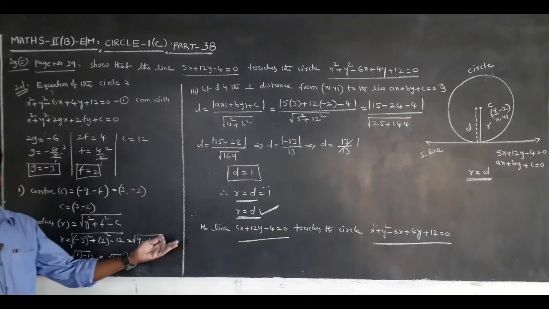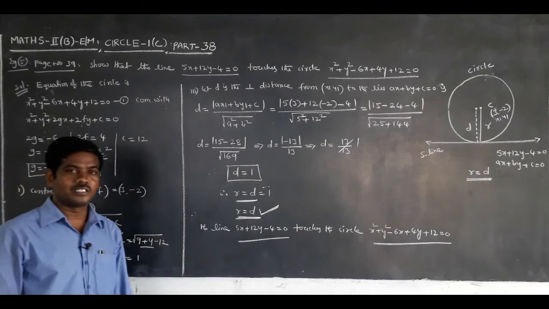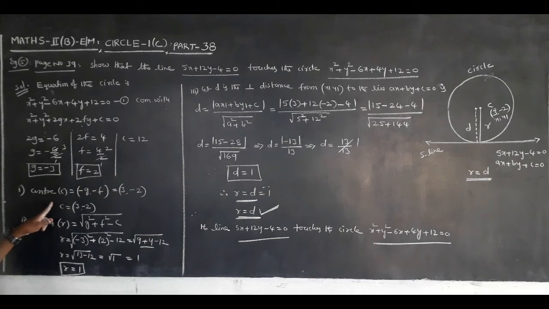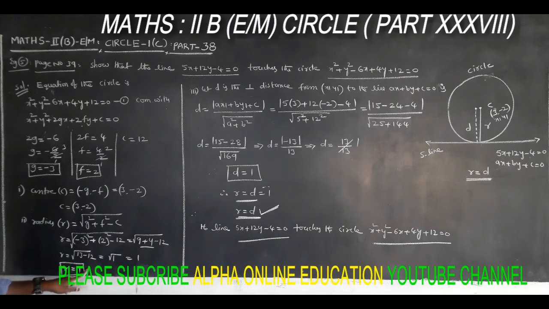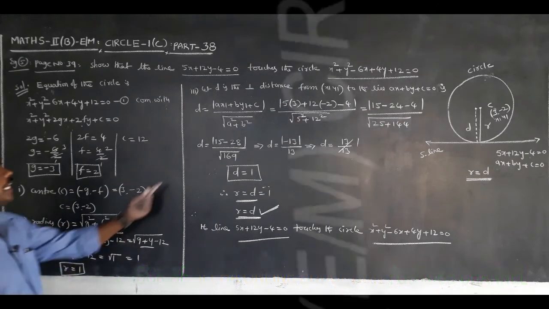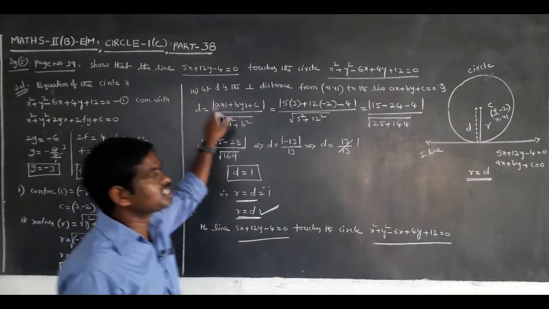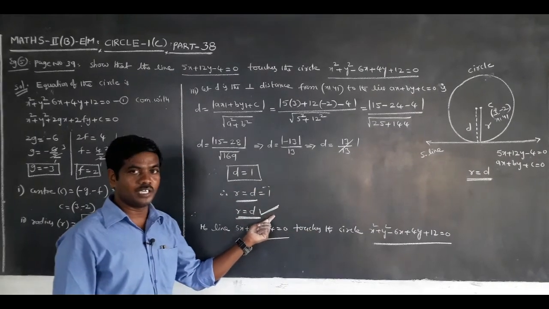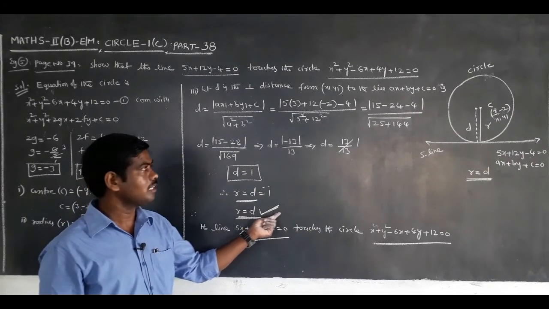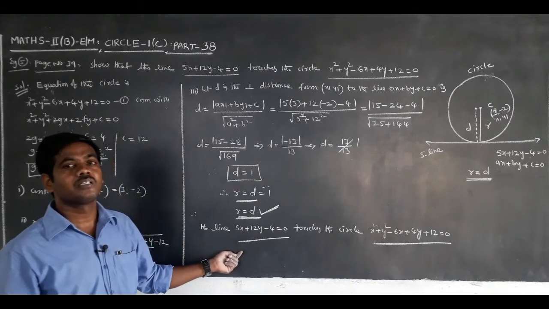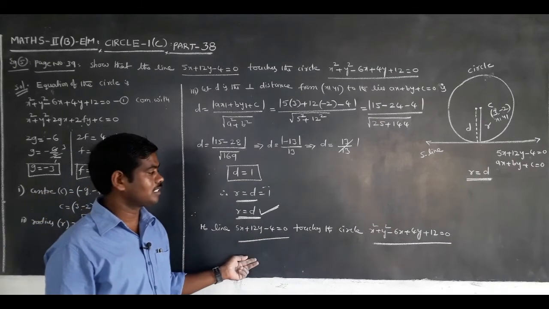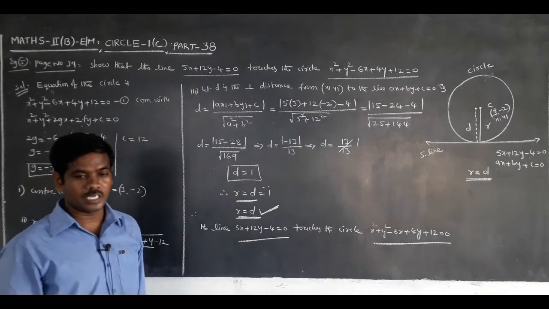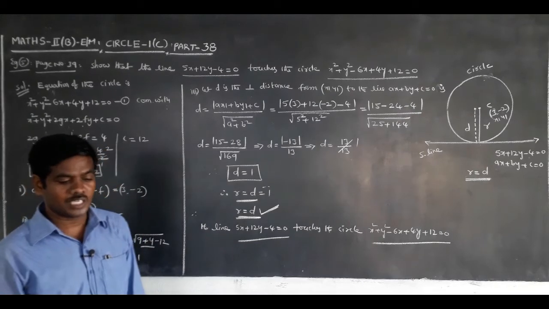This is the process to show that the line touches the circle. First of all, we find the center and radius of the circle. Again, find the perpendicular distance from the center to the line. We prove that R is equal to D. So the line touches the circle.